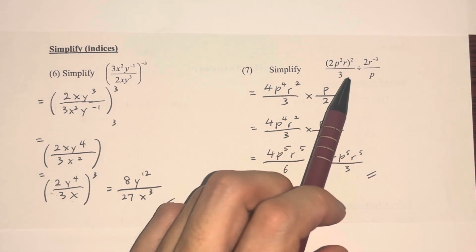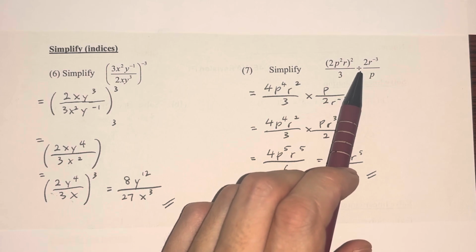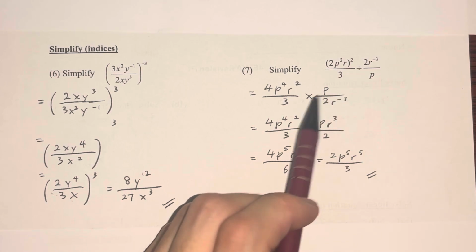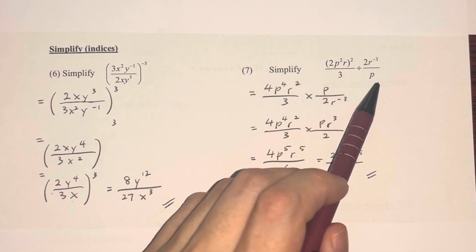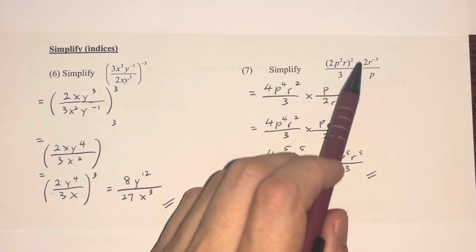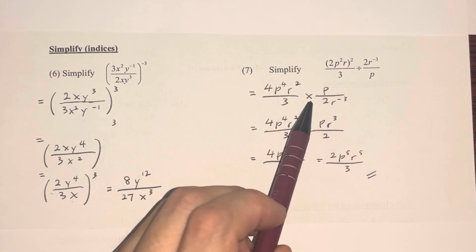So here it's pretty similar, just that you notice that this is divide. So what I do is I change it to times. And when I change to times, just like primary school, this 2 flips over, but the power doesn't change. So you can see that the p goes up. This 2r to the power -3 goes down. And then this becomes times, just like primary school.